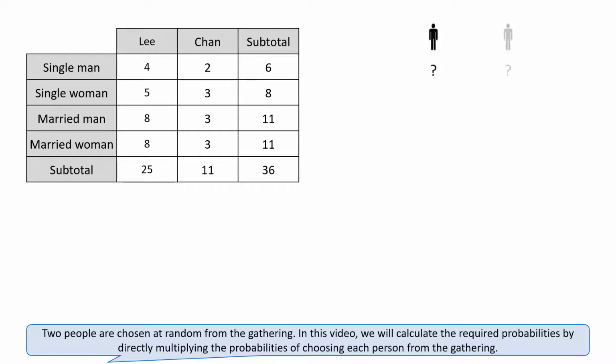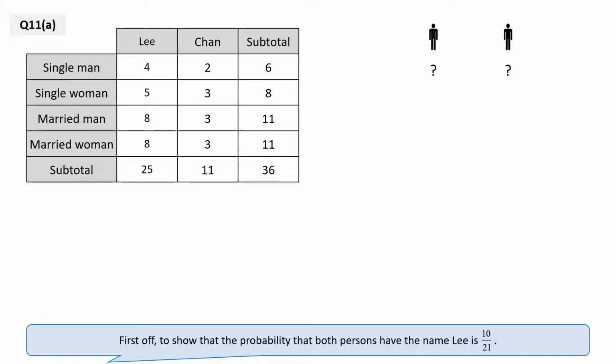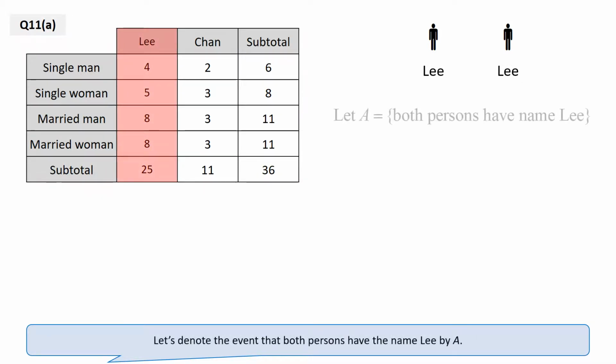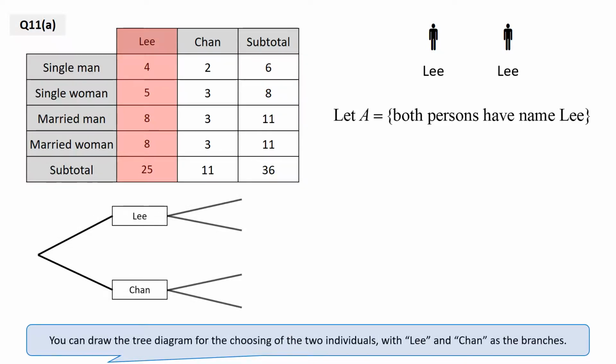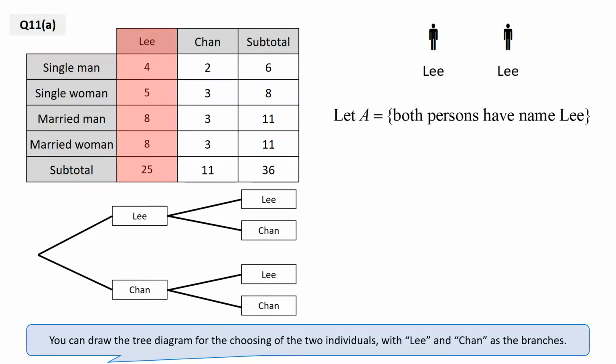Two people are chosen at random from the gathering. In this video, we will calculate the required probabilities by directly multiplying the probabilities of choosing each person from the gathering. First off, to show that the probability that both persons have the name Lee is 10/21. Let's denote the event that both persons have the name Lee by A. You can draw the tree diagram for the choosing of the two individuals with Lee and Chan as the branches.